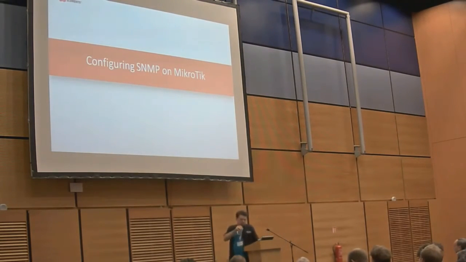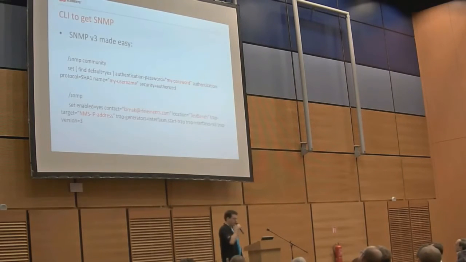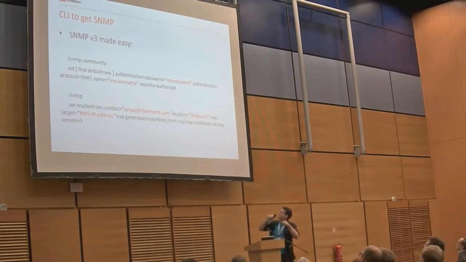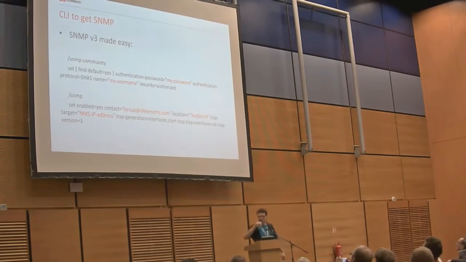All right, so let's look at some configuration. Configuring SNMP on MikroTik. This is SNMP version 3, made easy. You can just copy all of this, replace what's in red, and paste it into your MikroTik CLI, over SSH or whatever, and boom, you have SNMP version 3 ready, with the username and password that are here, using authorization, no encryption. The slides will be posted publicly after the presentation, so you can copy this.